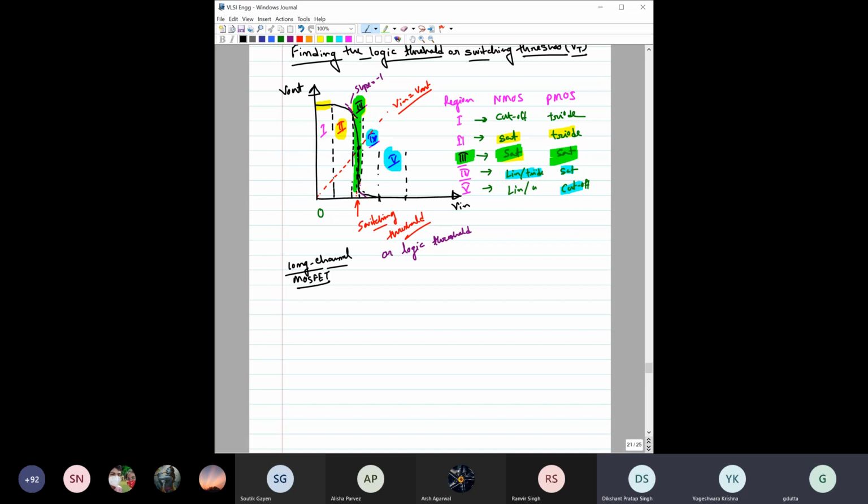If you reduce the channel length significantly, then you have to consider other effects, and those MOSFETs are termed short channel MOSFETs, and the equations that we have learned are no longer applicable for those short channel devices. So remember that. We are doing it for the long channel MOSFET. So for the long channel MOSFET, we know here both transistors are in saturation.